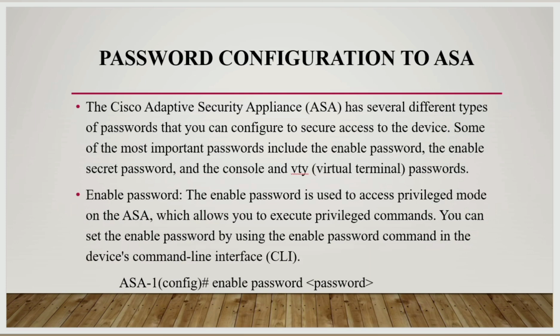Password configuration to ASA. The Cisco Adaptive Security Appliance has several different types of passwords that you can configure to secure access to the device. Some of the most important passwords include the enable password, the enable secret password, and the console and VTY virtual terminal password. Enable password is used to access privileged mode on the ASA, which allows you to execute privileged commands. You can set the enable password by using the enable password command in the device command line interface.